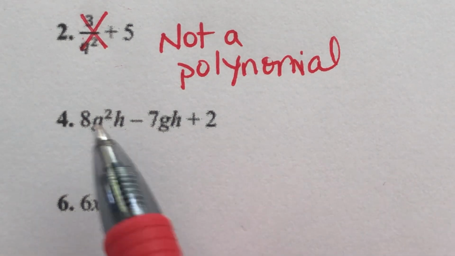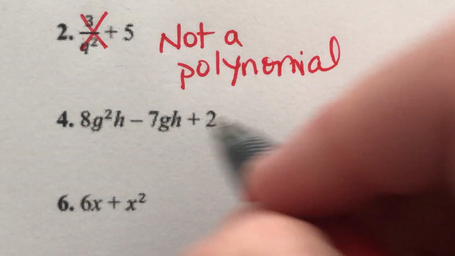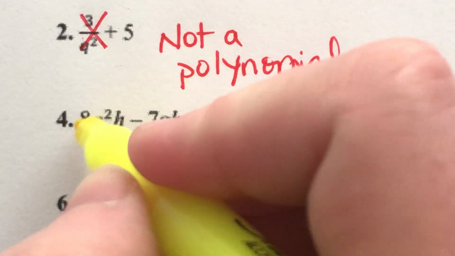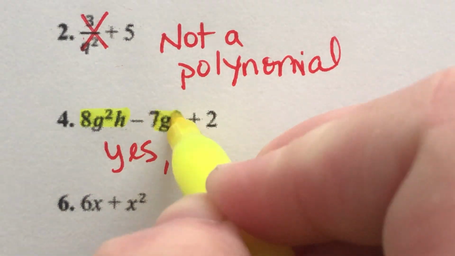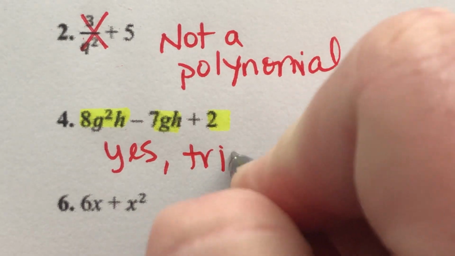Number 4, is this a polynomial? Well, I don't see any variables in the bottom, so yes, it is. So we're going to say yes. What kind is it? Well, I've got 3 terms here, right? I've got this guy, and then a minus sign, and then this guy, and then a plus sign, and then this guy. So this is 3 terms. That's a trinomial.